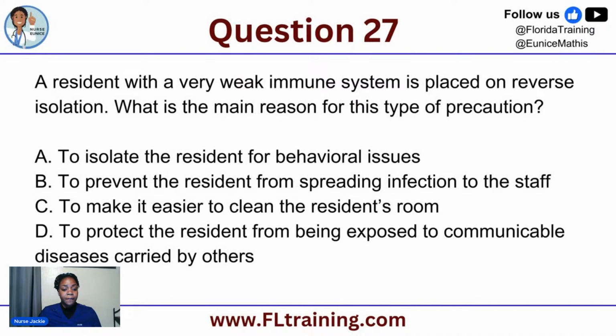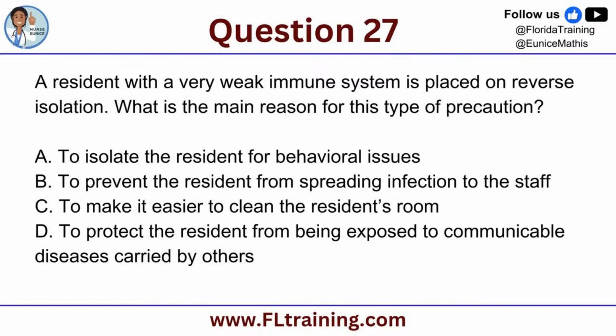Question 27. A resident with a very weak immune system is placed on reverse isolation. What is the main reason for this type of precaution? A, to isolate the resident for behavioral issues. B, to prevent the resident from spreading infection to the staff. C, to make it easier to clean the resident's room. Or D, to protect the resident from being exposed to communicable diseases carried by others.